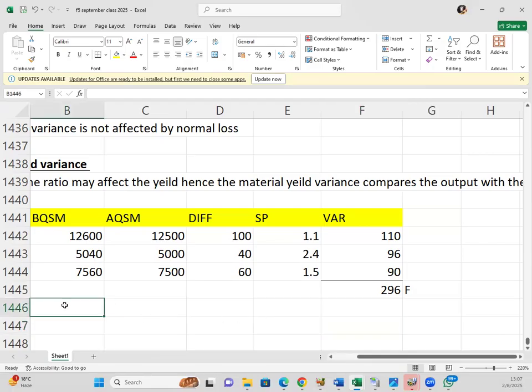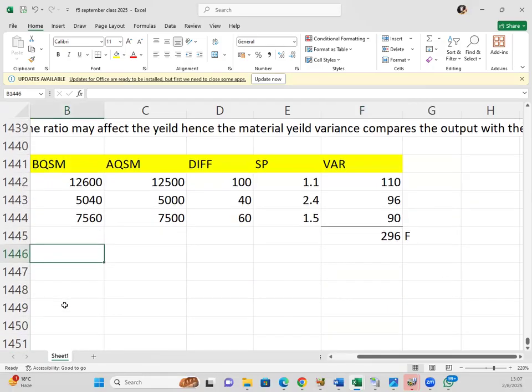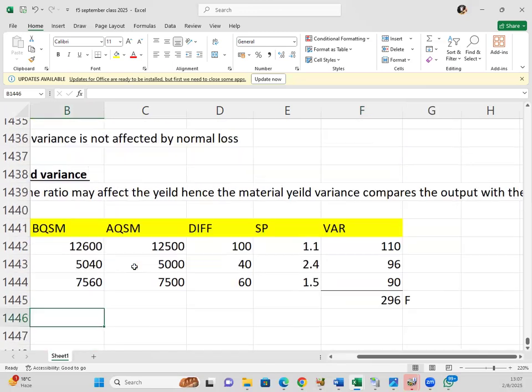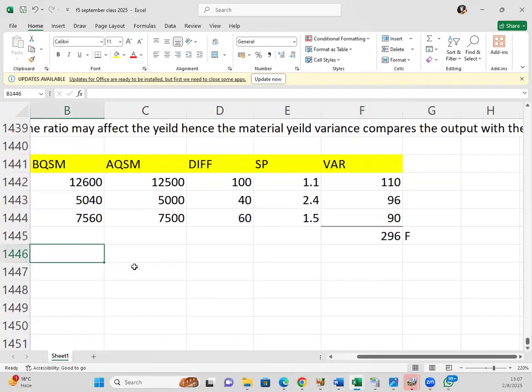So now let's move on. So this is the yield variance. The yield is saying if we change the ratio, is it going to give us a better yield or not? So the other one is on the cost, the other one is on the yield. Then we can have a case where we have a loss. So let's look for an example with a loss.